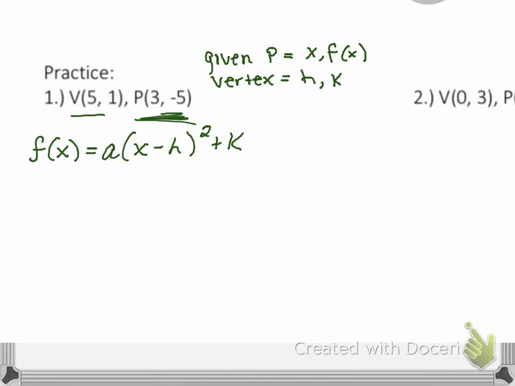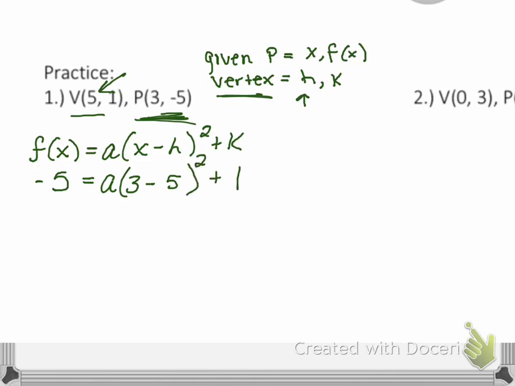The x value is going to go in for its actual x, so that'll be 3. And then the y value will be the f of x, so this will be negative 5. Then minus my vertex, the x value that they give me is the h, so that would be 5. Square that, and then plus 1.